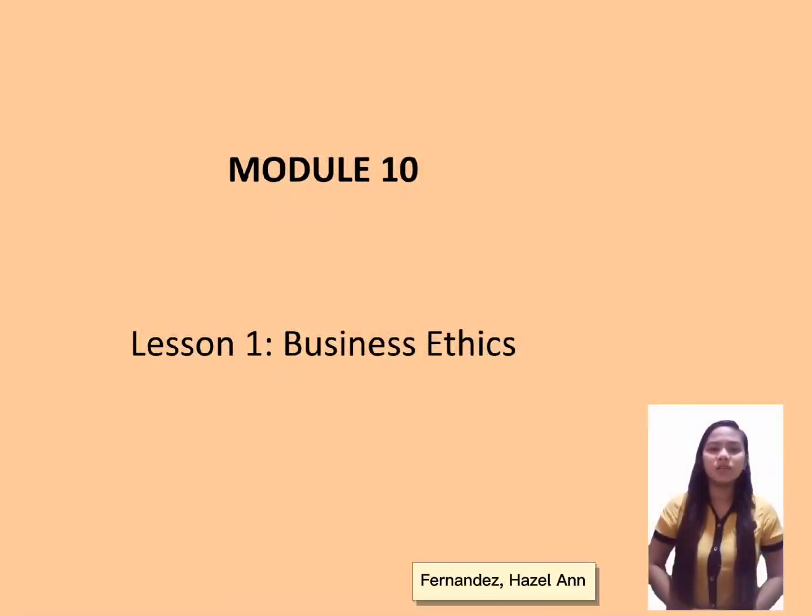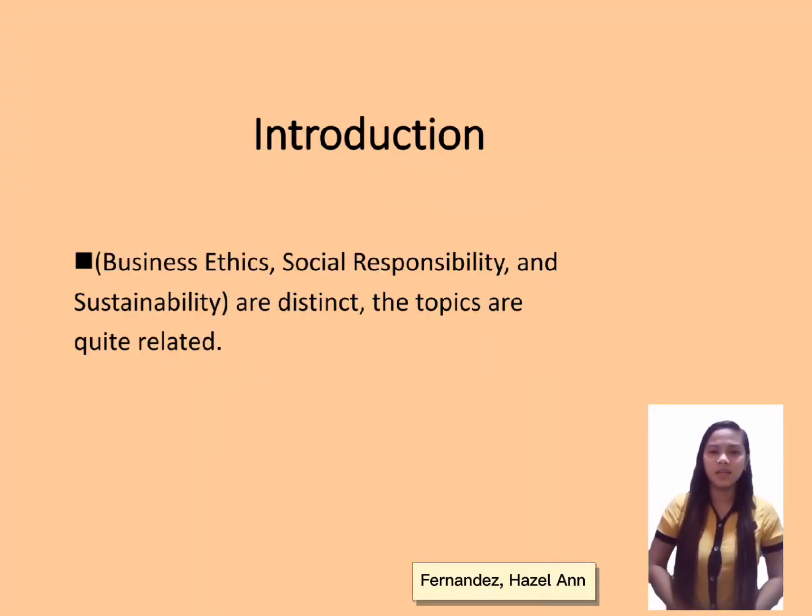The three sections of this chapter are business ethics, social responsibility, and sustainability. These topics are quite related. The first one is business ethics. It can be defined as principles of conduct within organizations that guide decision-making and behavior. The second one is social responsibility. It refers to actions an organization takes beyond what is legally required to protect or enhance the well-being of living things.